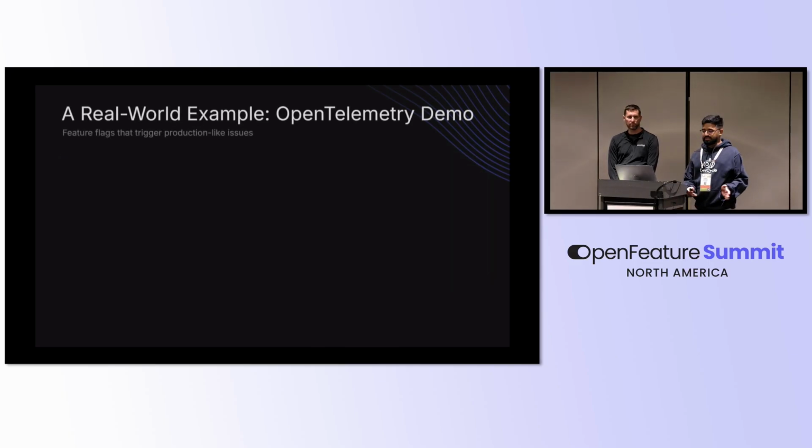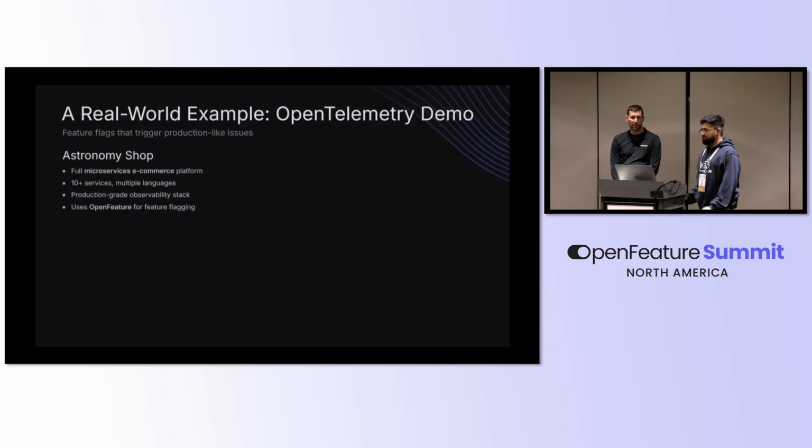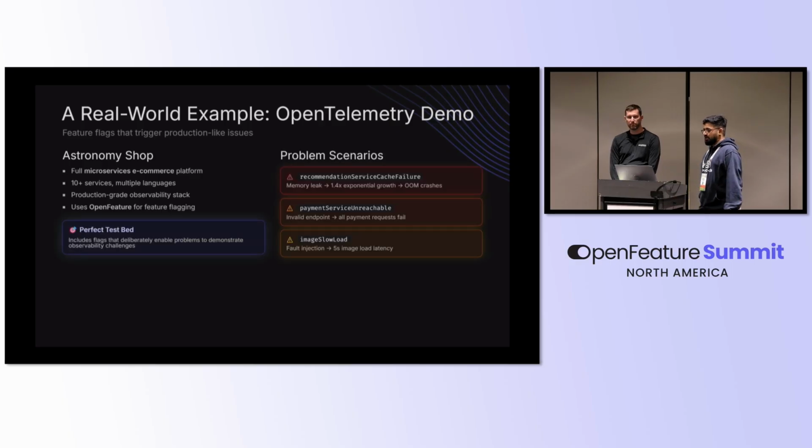If you look at a real world example of this, the OpenTelemetry demo has been referenced, I think, a couple times today. So that's a great place to look at. It's full of microservices, and it's set up as an e-commerce platform. There are multiple services, multiple languages, and a production-grade observability stack for you to tinker around with. And it already has OpenFeature built in. The main thing here is that it is the perfect test bed for how feature flags can enable problems in production. One of the problem scenarios is recommendation service cache failure, which ends up being a memory leak.